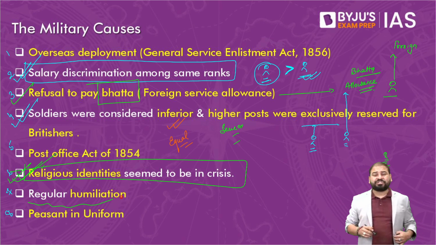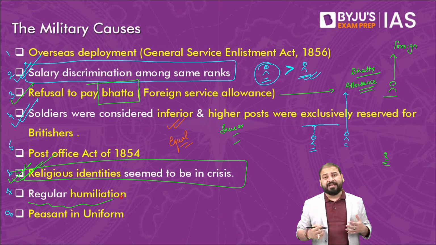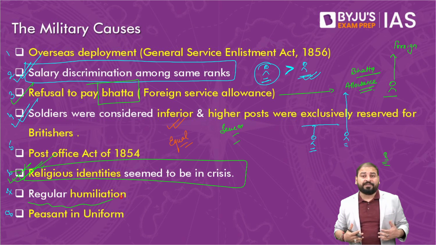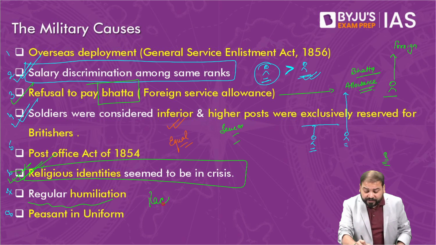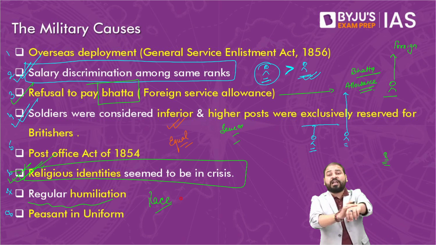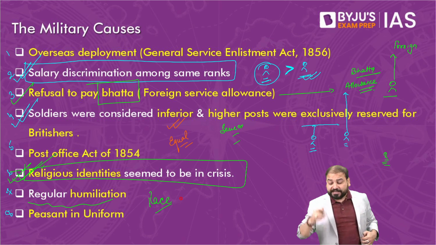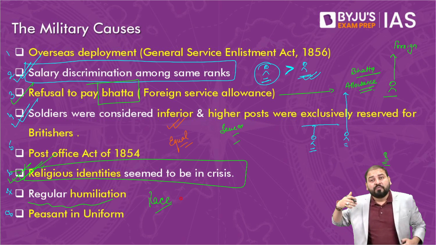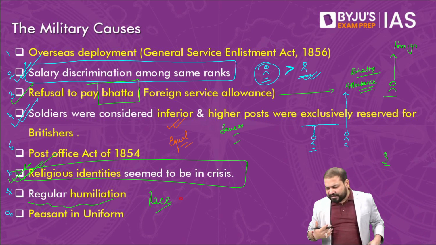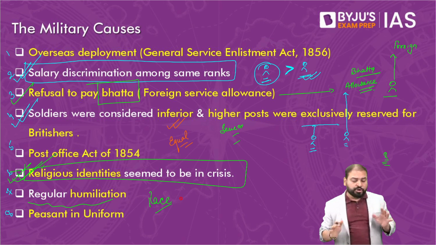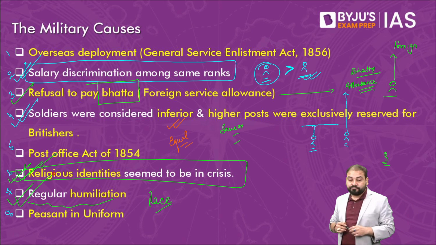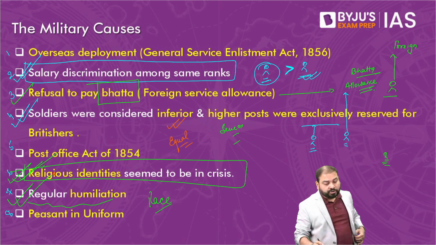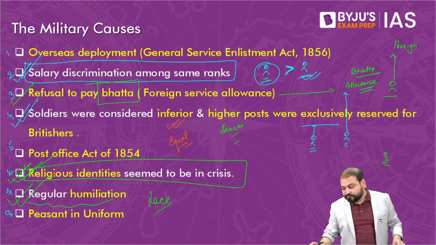Regular humiliation. They keep on abusing me. They abuse me all the time. They use filthy words against me. And on the basis of race, on the basis of the color of my skin, they keep on using bad words against me. So all of you, don't you think this is also a cause?